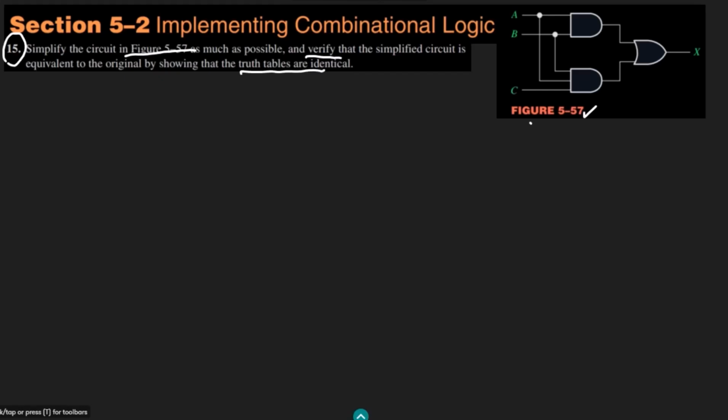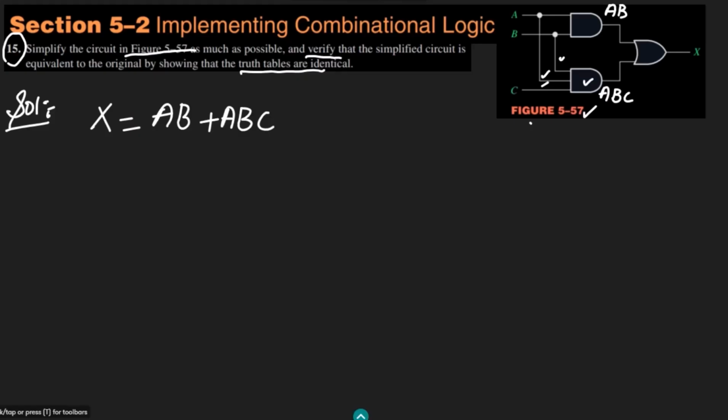So let me first write the expression for my circuit here. Here I can see that the output here is AB. While to this gate 3 inputs are given, A, B, C, and the output of it is ABC, and X here will be the summation of them. So the output of it here will be AB plus ABC. Okay, so this is the expression which I had here and this is equal to X.